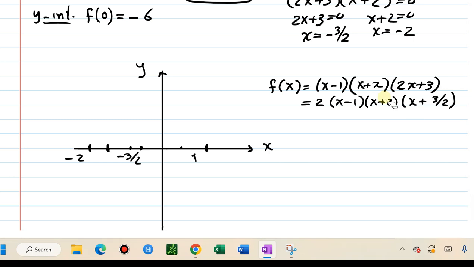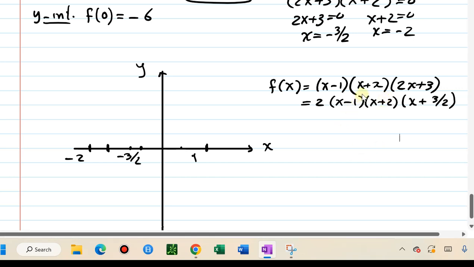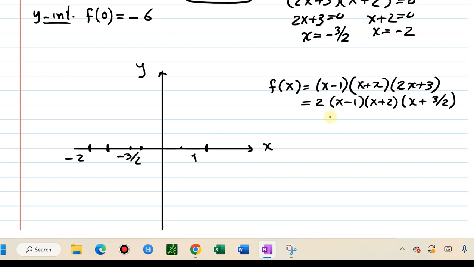Now, every one of these factors repeats only once. The exponent on each of these is 1, correct? So the exponent on x minus 1 here is 1, 1, and 1. Because those exponents are 1, at every one of these the graph is going to cross the x-axis. What I don't know is how it's going to cross, right?